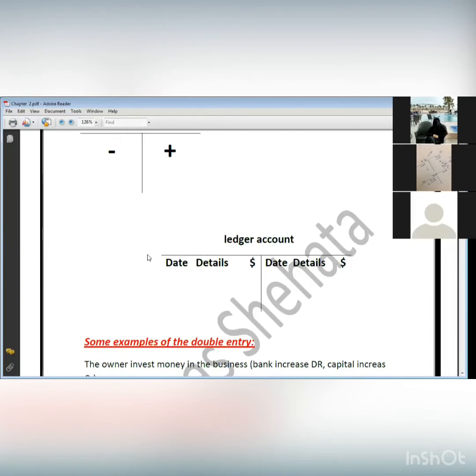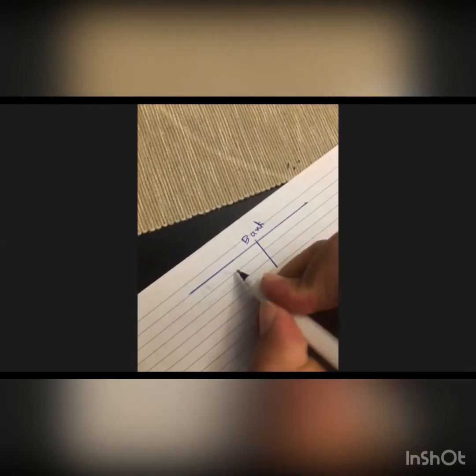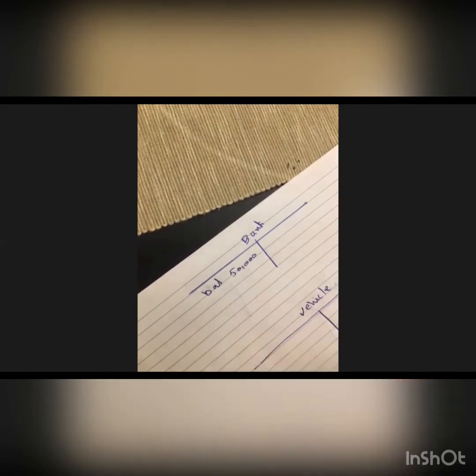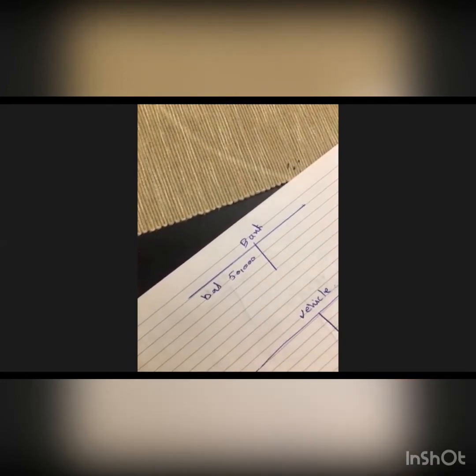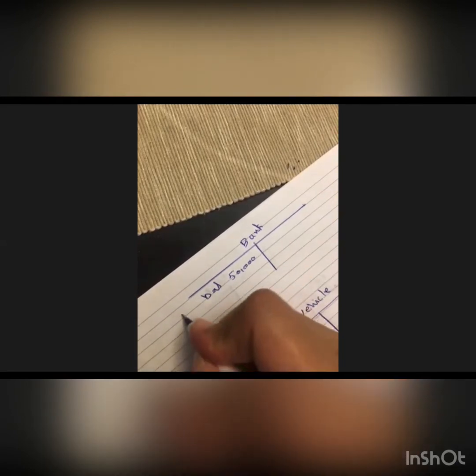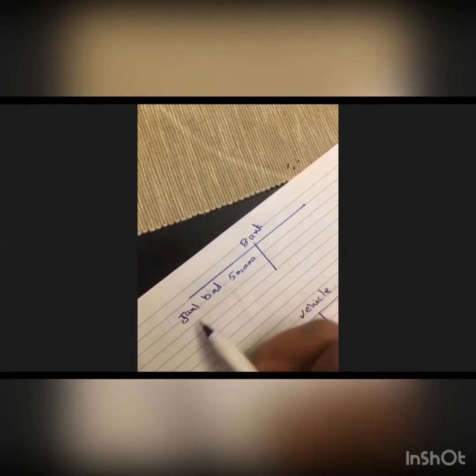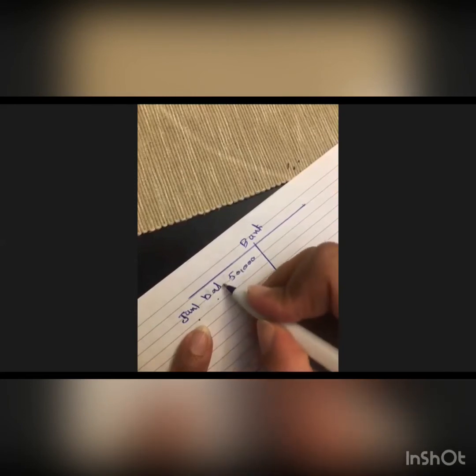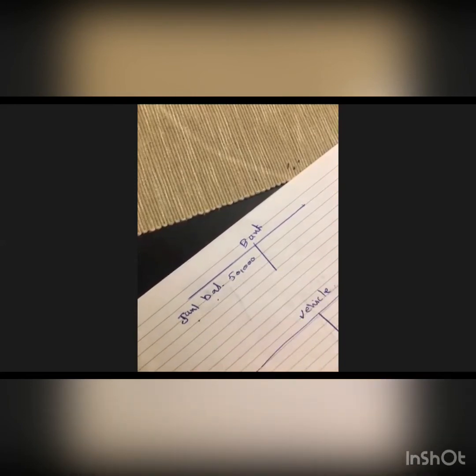In the date column, I will write the date of the transaction. Under details, suppose the original balance that I have in my bank is $50,000. This is the balance that I had in my bank, okay? Suppose this was on January 1, at the beginning of the month. I write BAL, the abbreviation for balance, $50,000. This is the amount that I have.